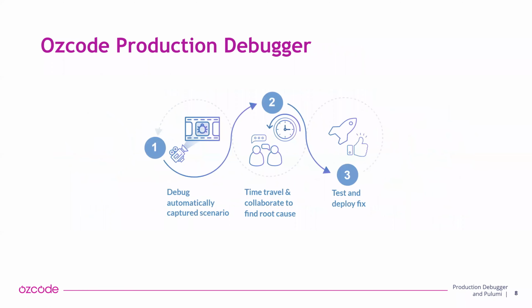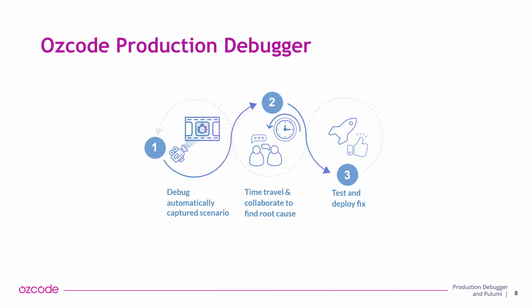So what the production debugger does is it ties into your production environment. It doesn't add a whole lot of load to the production environment. And what it does is it looks for exceptions to be thrown. So the first time an exception is thrown, you don't end up with really much more than you would get out of most other debugging tools.